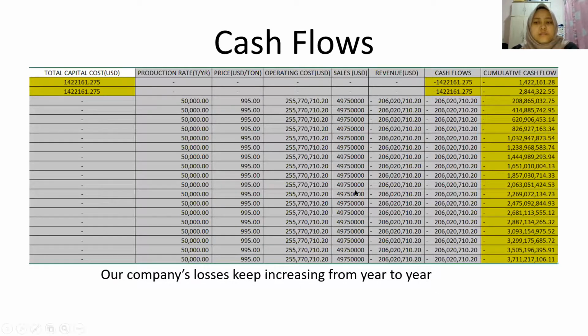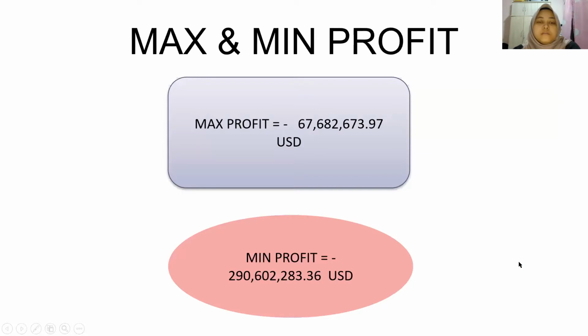So this is our company's cash flow. As you can see, our company experiences losses, and our losses keep increasing from year to year. The maximum profit that we could get is negative 67 million USD, and the minimum profit is negative 290 million USD.